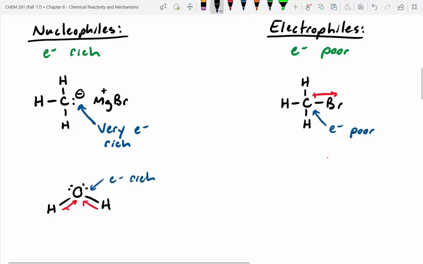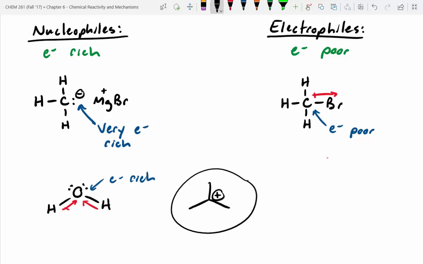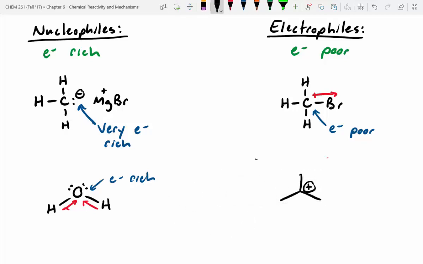Let's try another one. Let's think about the cation that we had. So this one in the center right here, is it going to be an electrophile or a nucleophile? Electrophile. It wants electrons because it has a positive charge. So this would be an example of a compound that is really electron poor.